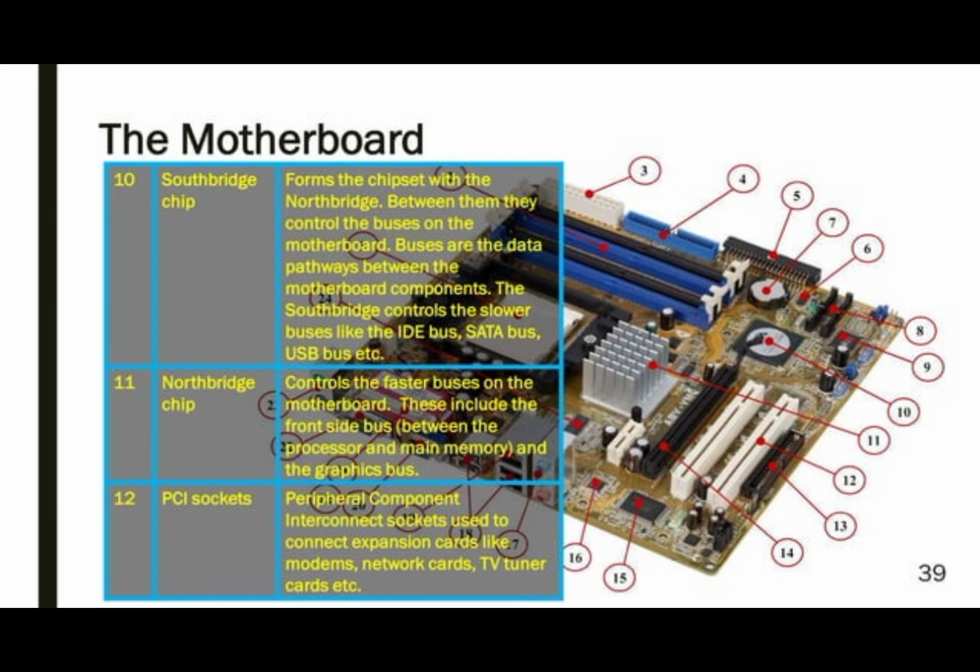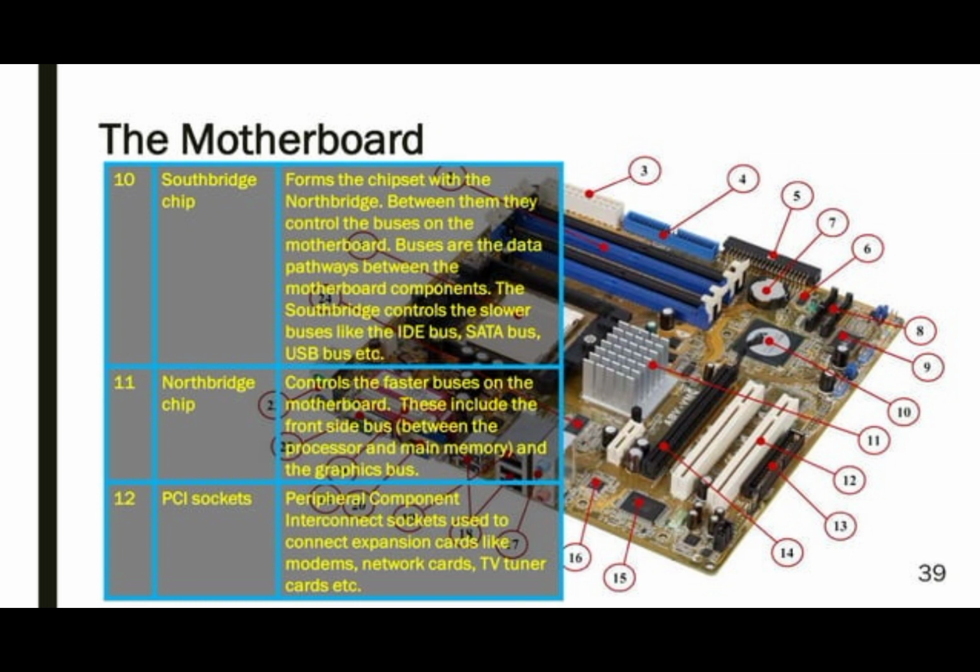11. Northbridge chip. Controls the faster buses on the motherboard. These include the front side bus between the processor and main memory and the graphics bus. 12. PCI sockets.